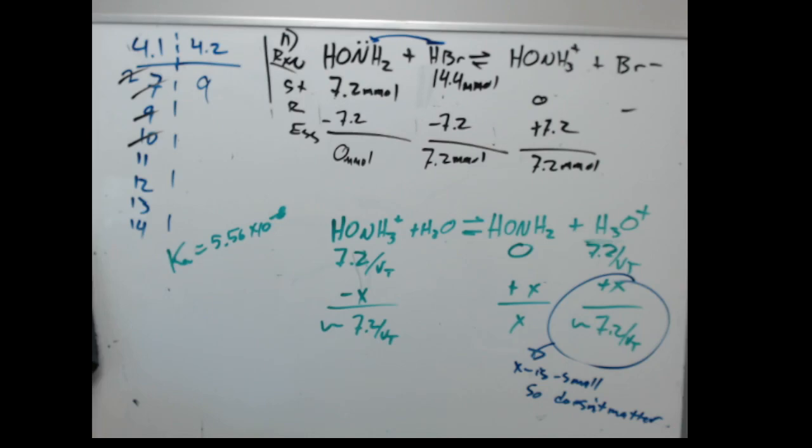You said 0.11? So I just multiplied 14.4 divided by 0.11. So 0.11. That throws your numbers off a little bit.